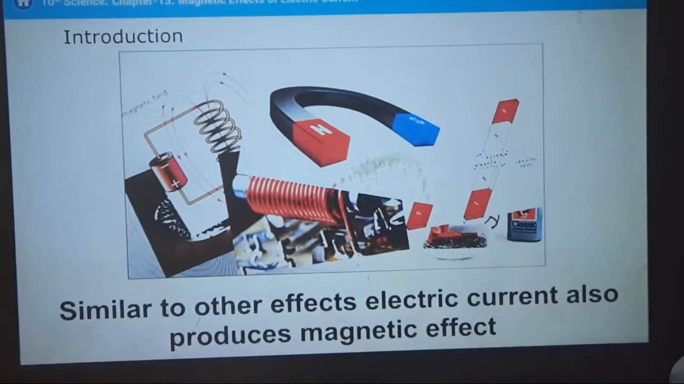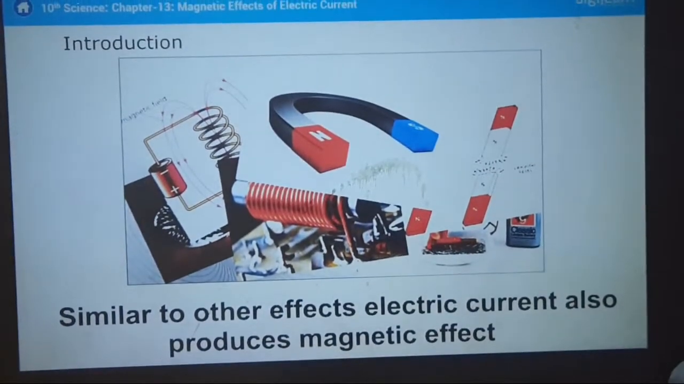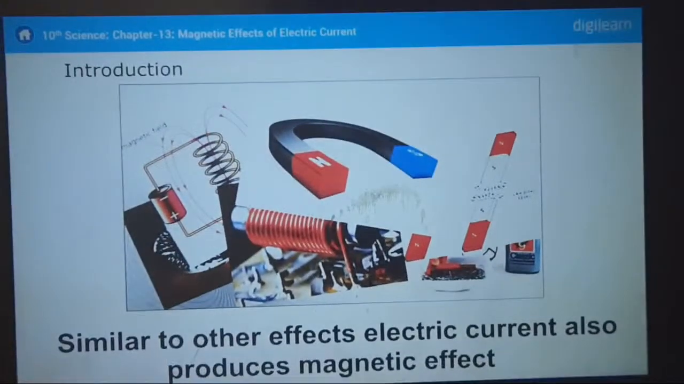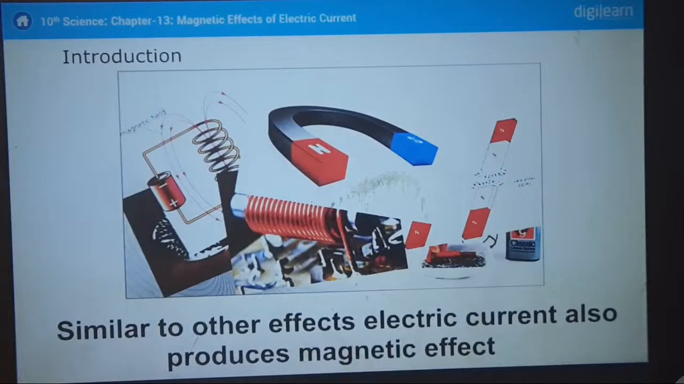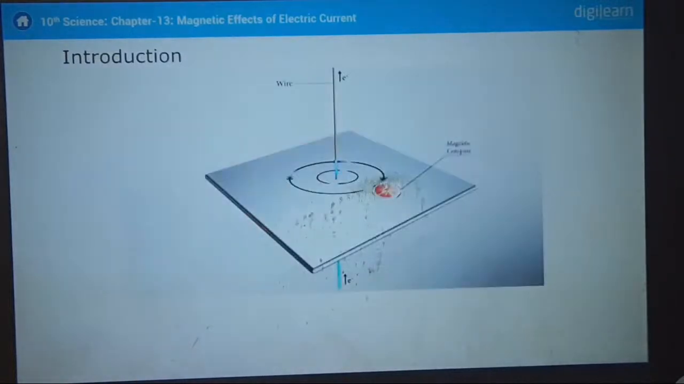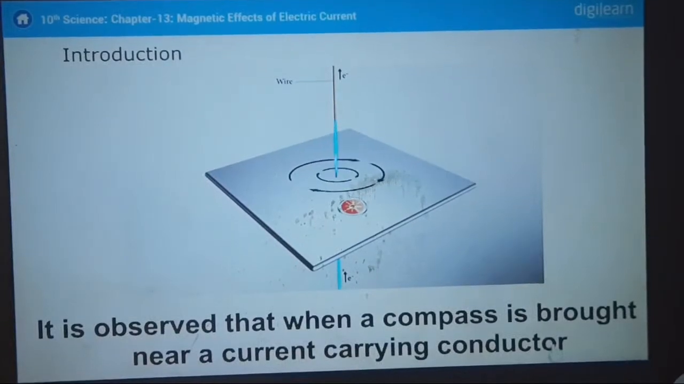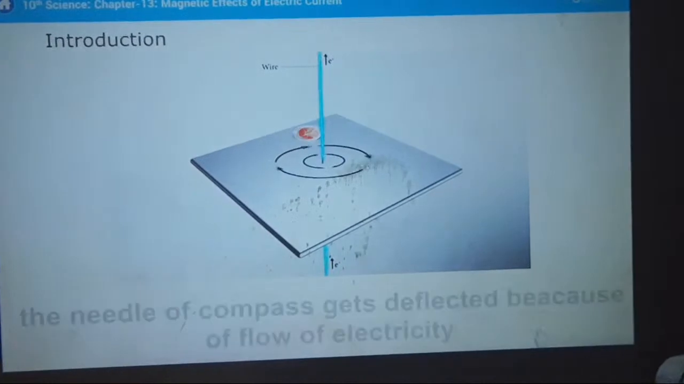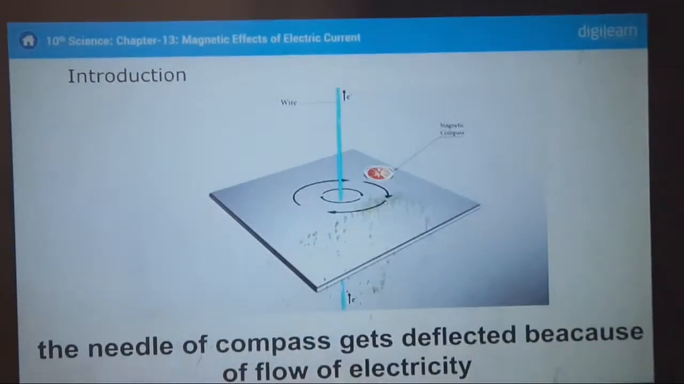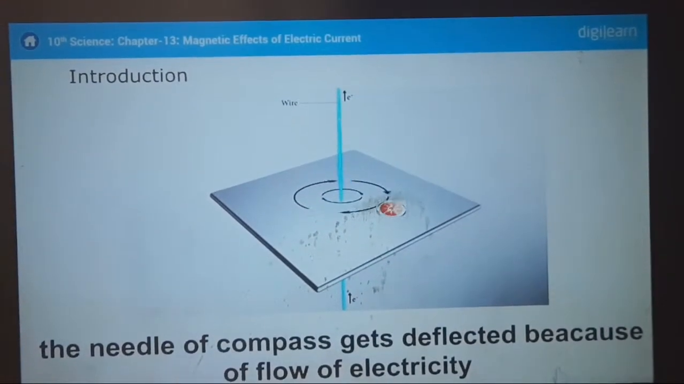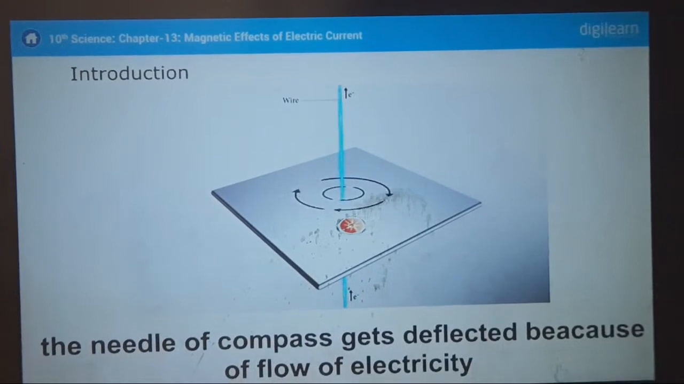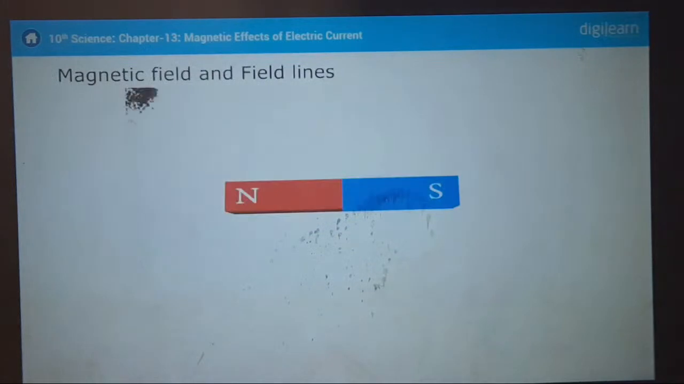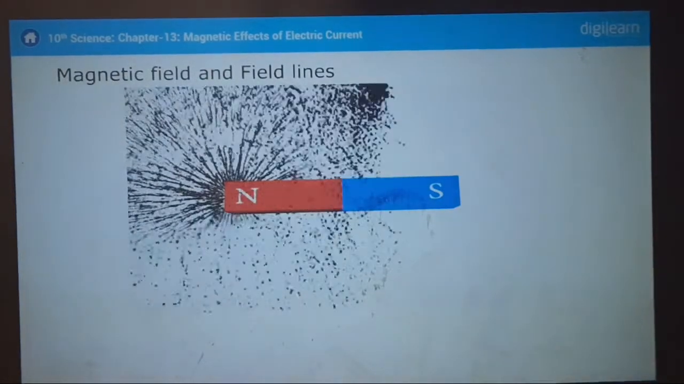Similar to other effects, electric current also produces magnetic effect. The magnetic effect of electric current is known as electromagnetic effect. It is observed that when a compass is brought near a current carrying conductor, the needle of the compass gets deflected because of the flow of electricity. This shows that electric current produces a magnetic effect.